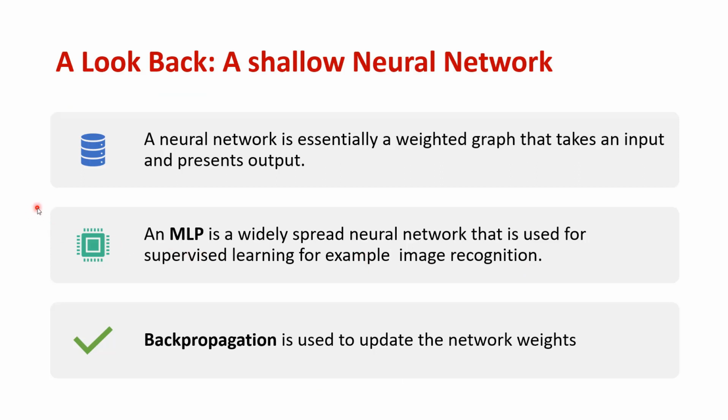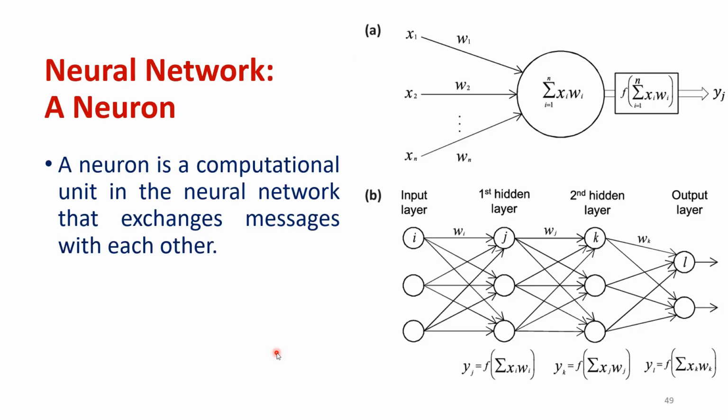So if we go back to a shallow neural network, which is a traditional neural network, a neural network is essentially a weighted graph that takes an input and presents an output. And MLP, which stands for multi-layer perceptron, is a widely used neural network for supervised learning, for example, image recognition. The technique that we use for training the multi-layer perceptron is called the back propagation learning algorithm.